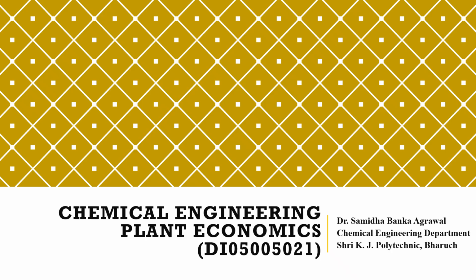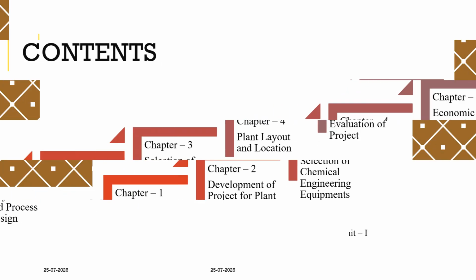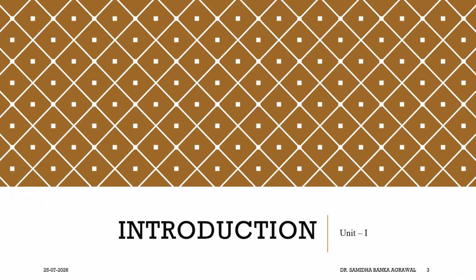Before learning about plant design, let us first go through the contents of this course. The entire lecture series is divided into five parts based on the five chapters or units described in the GTU curriculum. The first one is Introduction to Chemical Engineering Plant Economics. The second one is Development of Project for Plant and Process Design. Third is Selection of Chemical Engineering Equipments. Next would be Plant Layout and Location. And finally, we will be learning about Economic Evaluation of the project. So let us start with chapter 1, Introduction.